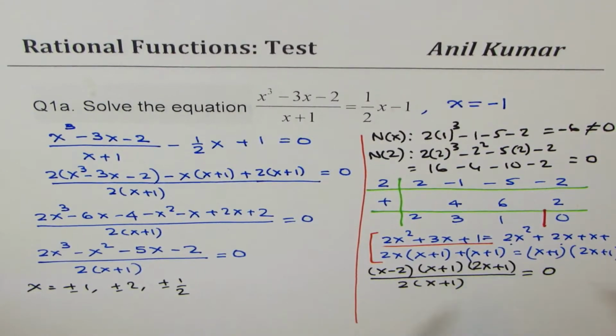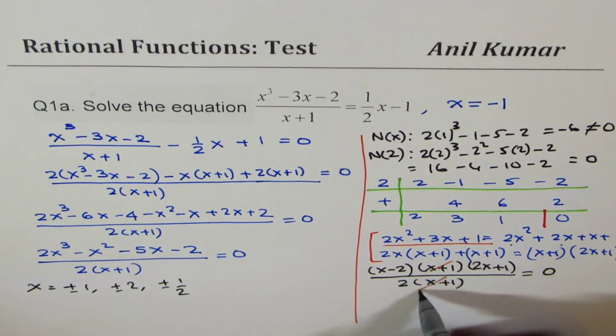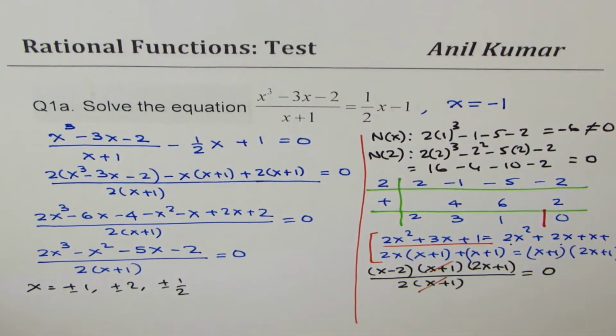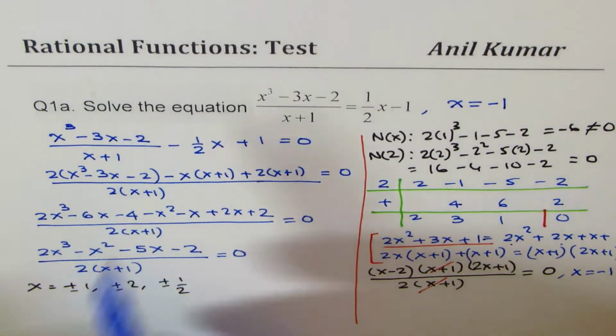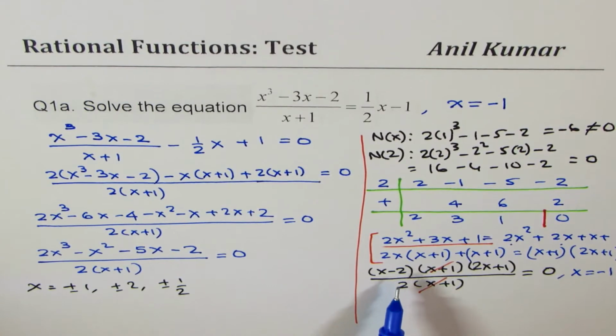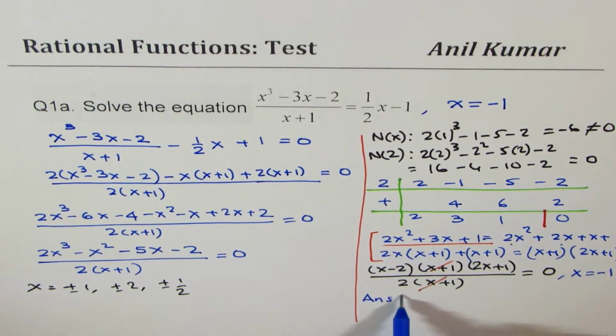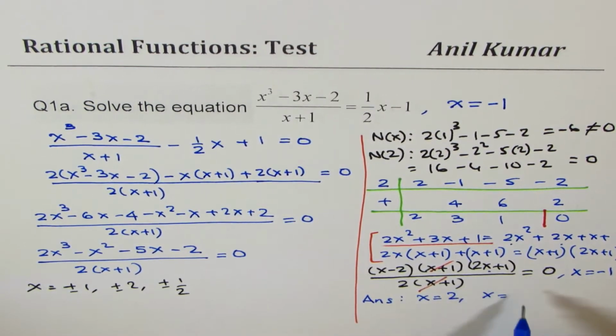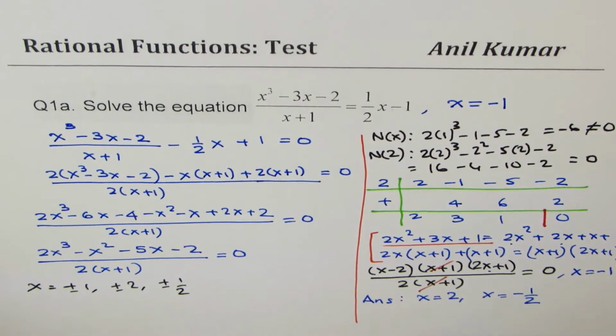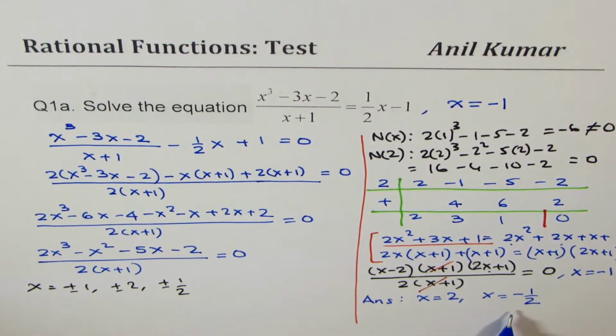So clearly, x plus 1 cancels out, right? That leads to a hole. So x is not equal to minus 1, a hole at minus 1. We need to solve the equation, that means the values of x which will give us 0. So the answer here is x equals 2 and x equals minus half. Do you see that? So these are the two solutions of the given equation.